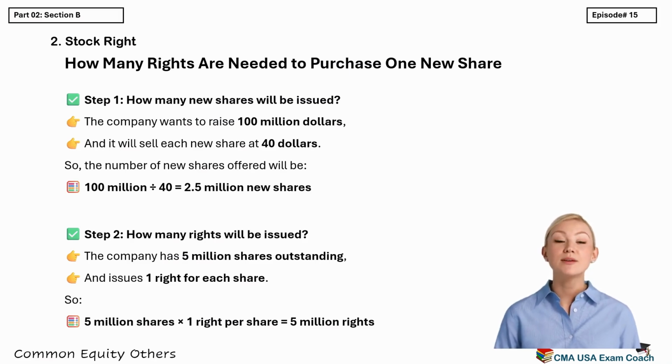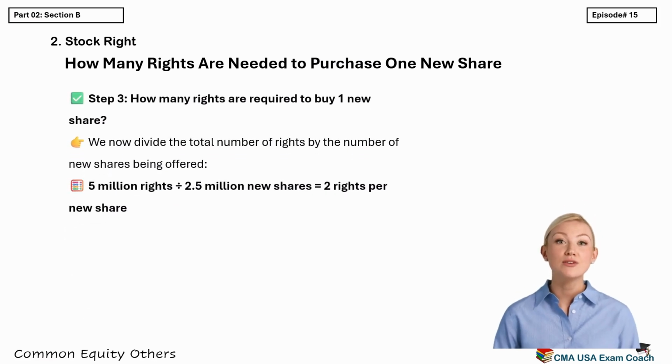Now, how many rights are needed to buy 1 new share? This is the key question we are solving. We know that 5 million rights are issued and the company is offering 2.5 million new shares. So, to find out how many rights are needed to buy 1 new share, we divide 5 million rights by 2.5 million new shares. The answer is 2 rights per new share. That means a shareholder needs to use 2 rights to purchase 1 new discounted share.